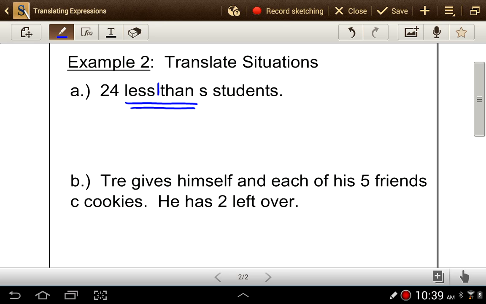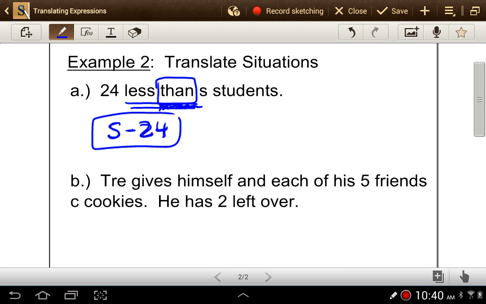The word than actually switches the order in which you write the numbers or variables in the problem. Normally you would go left to right like you're reading, but when I say less than, that means the end part is the starting amount, and the beginning part, the 24, is what happened to it. So in this case I have 24 less than, and than is the key word. When you see than, that's going to clue you in that you need to switch the order of the numbers and the variables in the problem. So 24 less than S students is actually going to be S minus 24. If you write 24 minus S, that would be incorrect.